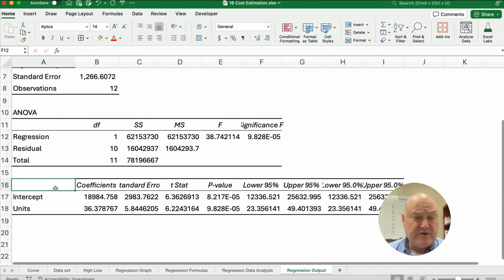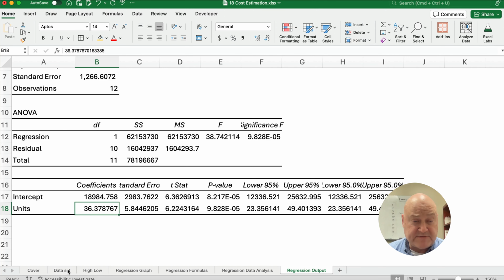And then we can get to the coefficients. The intercept is 18,985, or 18,984, and the units is 36.37. So this is our fixed portion and our variable portion, our slope. So we have fixed cost and variable cost. We can do these three different ways and all get the same number with our regression.